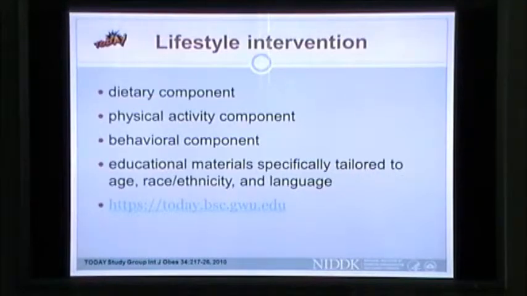All the educational materials were specifically tailored to the kids. They were specific for race, ethnicity, and language, and they are also available for your use on the Today public website, and they're really quite nice set of materials. Now, whether they worked or not, we'll talk about in a moment, but they are nice.